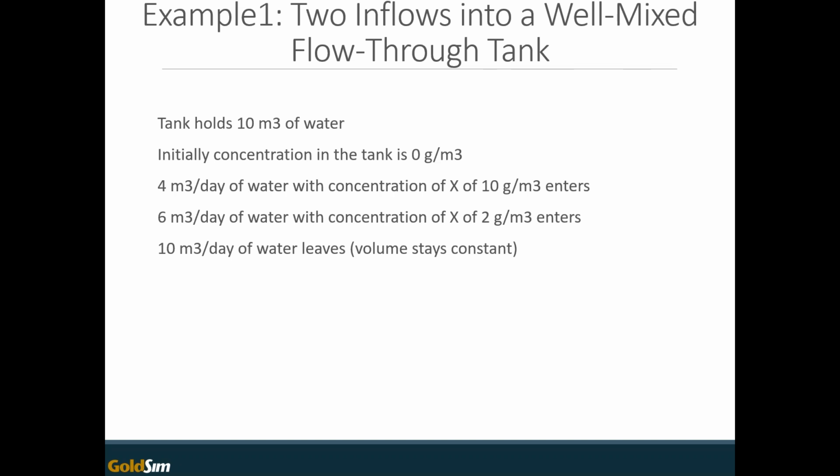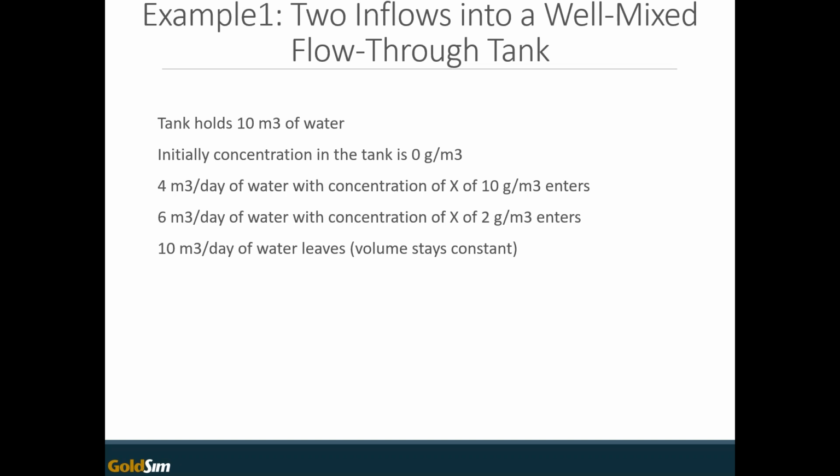I have a certain flow rate, 4 cubic meters per day of water, that has a certain concentration of some species named X. So 4 cubic meters per day of water with a concentration of X of 10 grams per cubic meter enters this tank. And simultaneously, 6 cubic meters per day of water with a concentration of 2 grams per cubic meter enters the tank. So I have two flows coming into the tank. The total flow is 10 cubic meters of water. And we'll just assume the tank is filled, so any water that enters flows out.